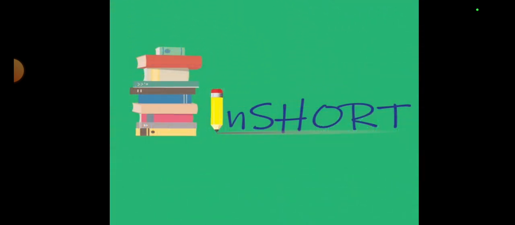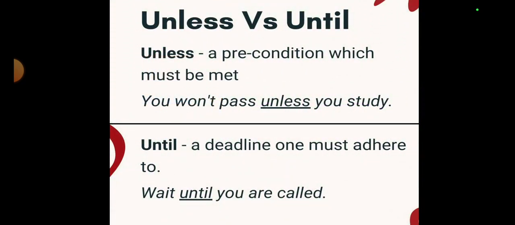So that is all. In short, we can say, viewers, that unless is used for a precondition, you can say. It is a sort of precondition which must be met. And until is a deadline one must adhere to. Both are almost the same, both are having conditions, but in until we don't have any other way out, we have to adhere to the condition. There isn't any way out unless we meet it.